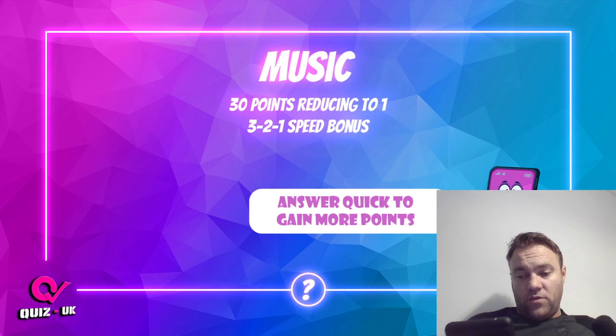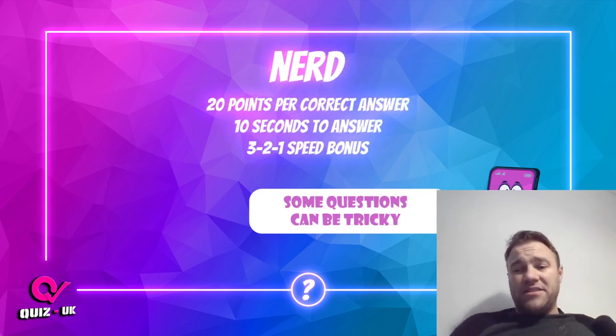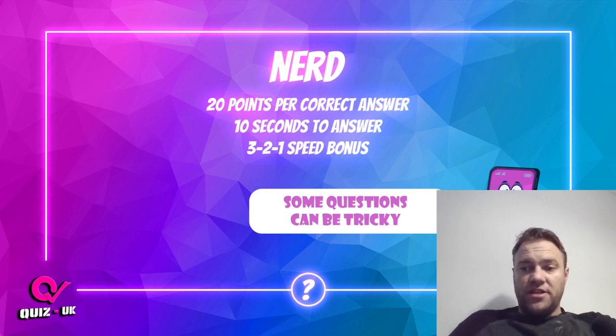Okay, then we have our final round, which we call the nerd round, which is exactly the same as the first round. 20 points for a correct answer, 10 seconds to answer, and a 3, 2, 1 speed bonus. But some of these questions are a bit harder. Okay, so that's it. Do you hear what I just said there? 20 points for a correct answer, 10 seconds to answer, 3, 2, 1 speed bonus. Done. Go through the questions.